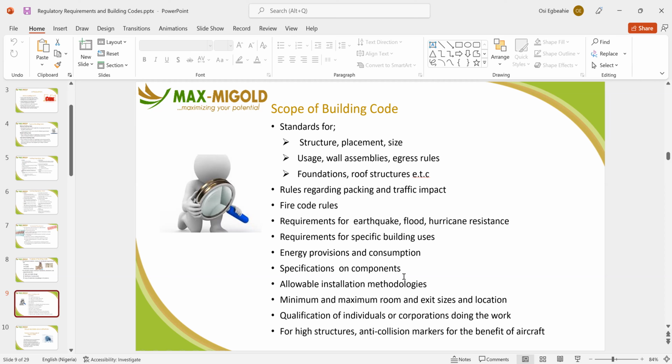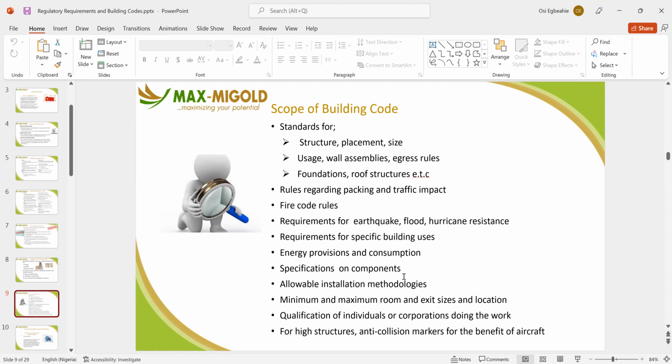Minimum and maximum room and exit sizes and locations. Normally the regulator will also tell you the minimum size of the rooms you are using and the minimum size of the opening that is required. In Lagos, for instance, the minimum size for a bedroom is 12 by 10. It was 12 by 12 before, but because of the real estate developers, they went to fight. They said, okay, but the best that Lagos State have done is the 10 by 12 room. That's the minimum requirement standard. Your rooms must not be smaller than that for a bedroom.